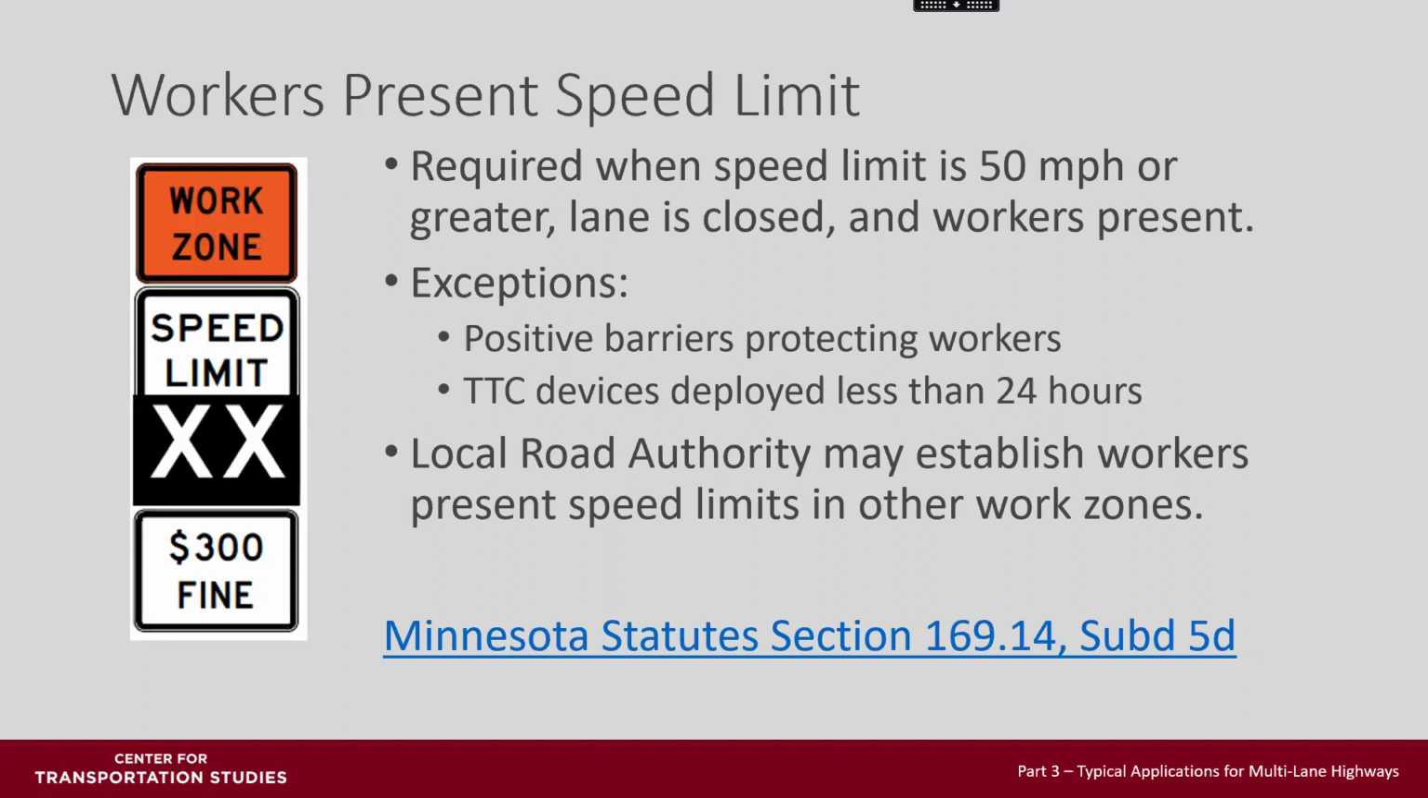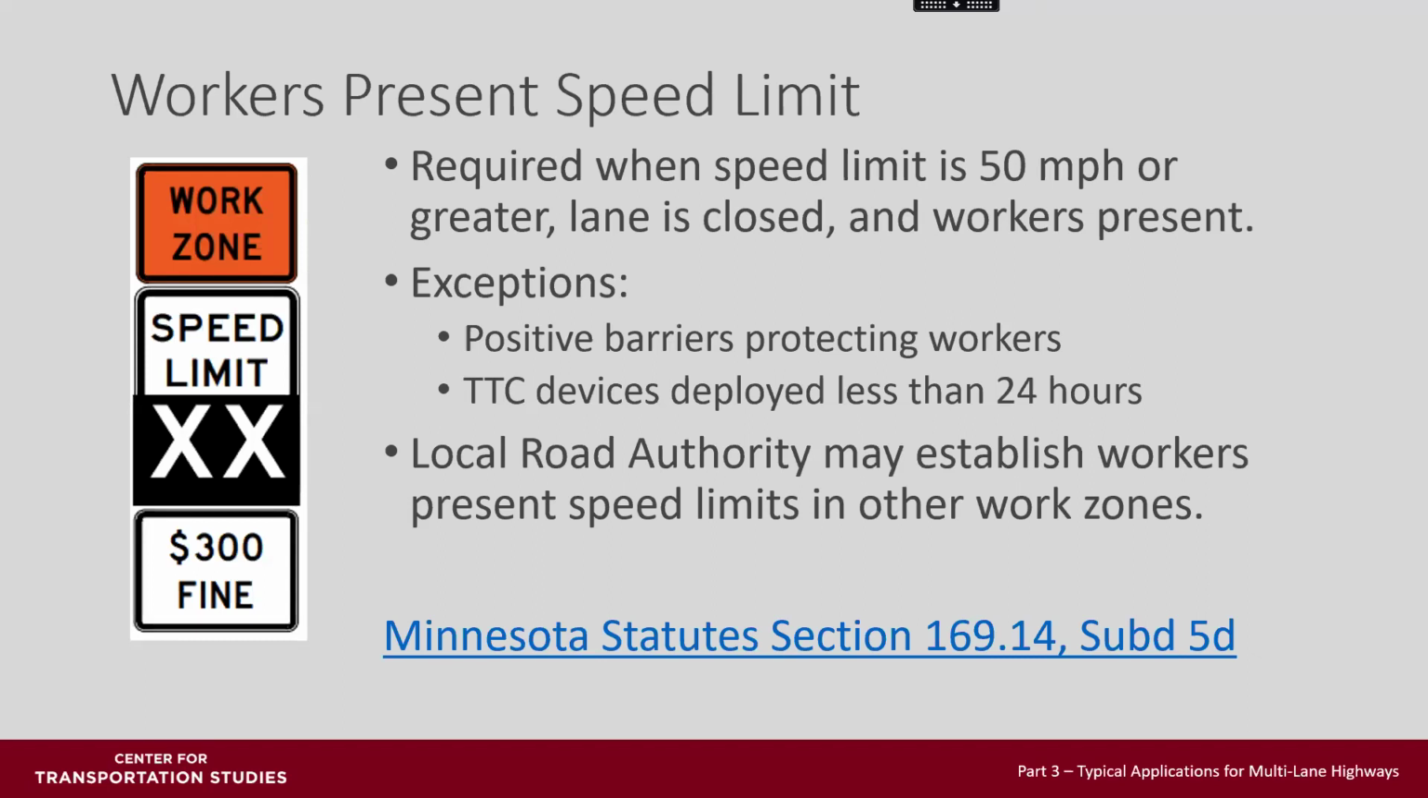The required work zone speed limit of 45 miles an hour shall be used on a road with an established speed limit of 50 miles per hour or greater, or when at least one lane or portion of the lane is closed in either direction and workers are present, with the following exceptions.